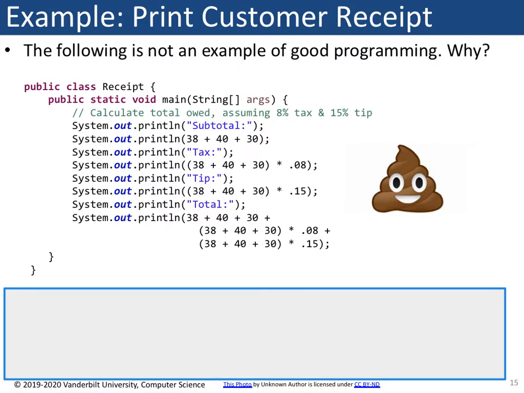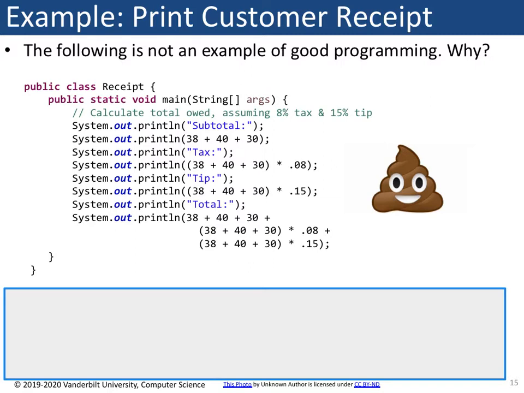In the following class called Receipt, our main method is calculating the total cost of a meal. So built into this cost, we have the subtotal of the meal, the tax, and the tip. And then we are summing those to get the resultant total.